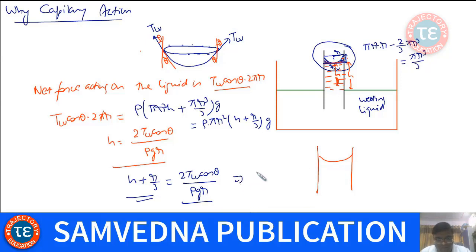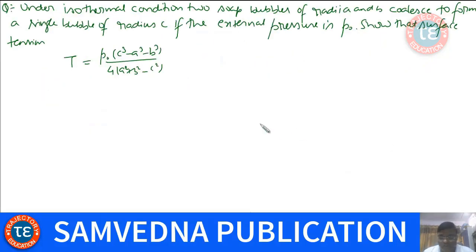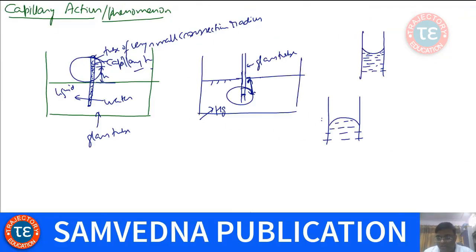You can also express this TLV in terms of the height gained by the liquid. This TLV would be equal to rho g r, H plus R by 3, upon 2 cos theta, plus surface tension in terms of height gained by the liquid in this way. Alright, get your point?